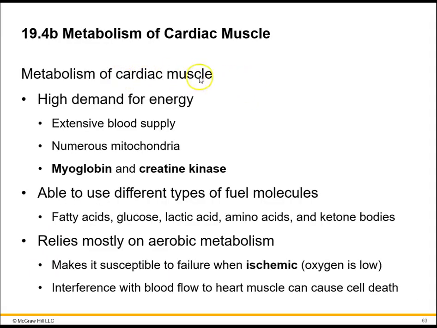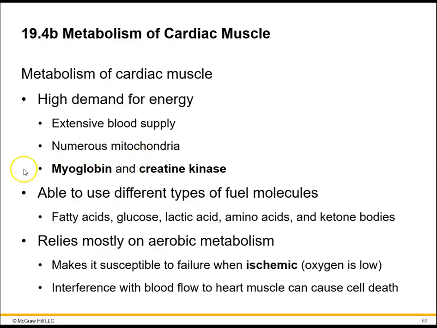Now, the metabolism of cardiac muscle. It has a high demand for energy, like we mentioned. So it's going to need a lot of oxygen and a lot of ATP. So it has an extensive blood supply to make sure that nutrients and oxygen get to it. It has numerous mitochondria. The cells are packed full of mitochondria in order to make that ATP.